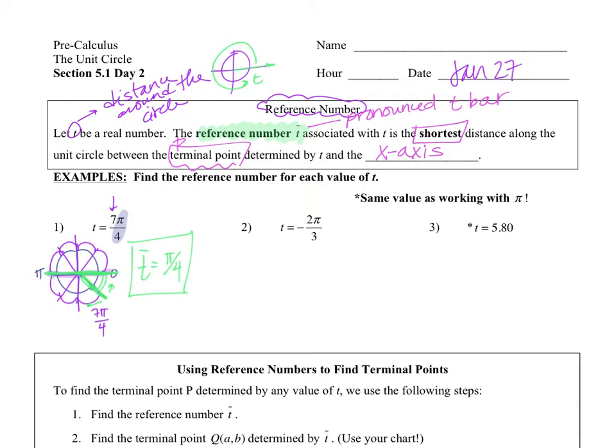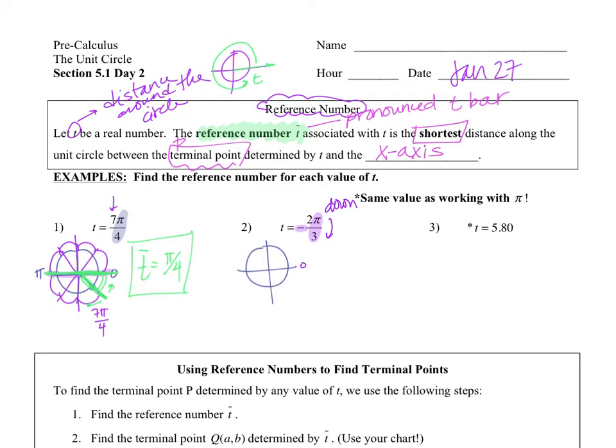So I have to figure out where T is on my circle, and then I have to find the shortest distance back. All right, number 2, setting up my unit circle. This time, I'm looking for pi over 3s. And I want you to notice, this one is negative. What does that mean? It means I'm going to go down on my unit circle, right? Because it's a negative value.